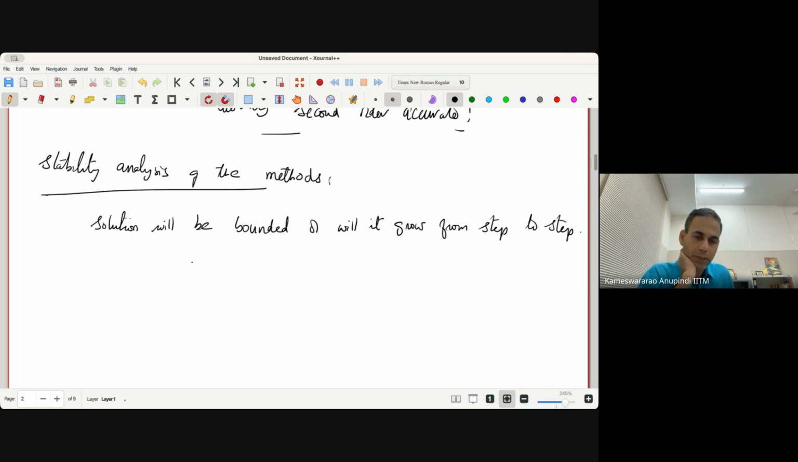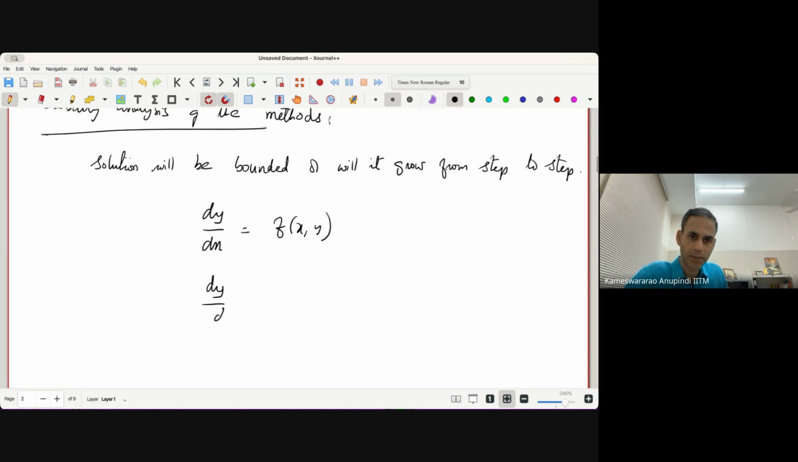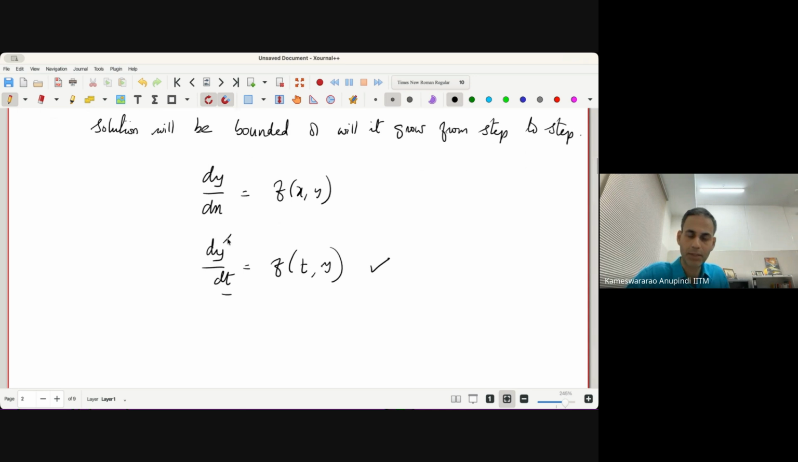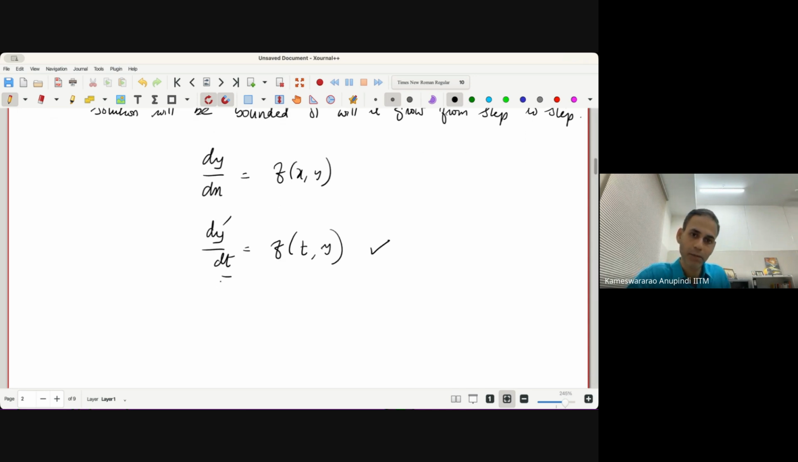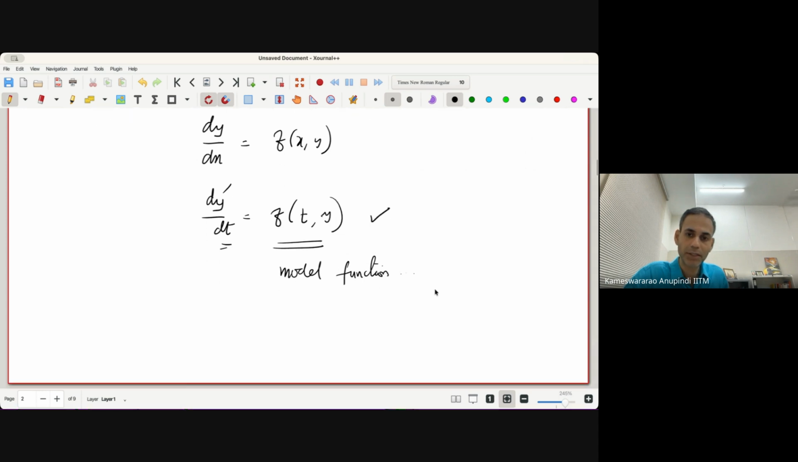So essentially the equation we are trying to solve is dy by dx equals f of x, y. We will also use, let us say, dy by dt equals f of t comma y. Let us say we work with this equation in which t is the independent variable, y is the dependent variable. And then we need to have a model function with which we can decide on the stability of the scheme.